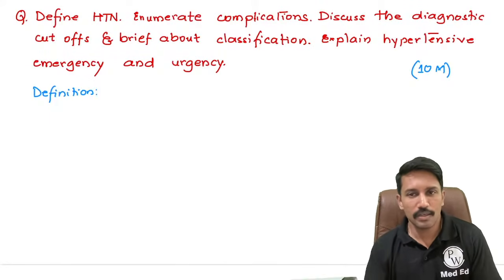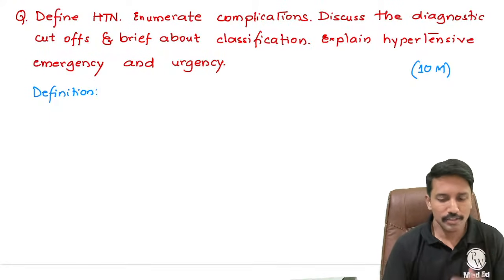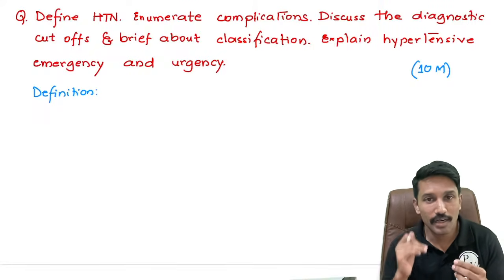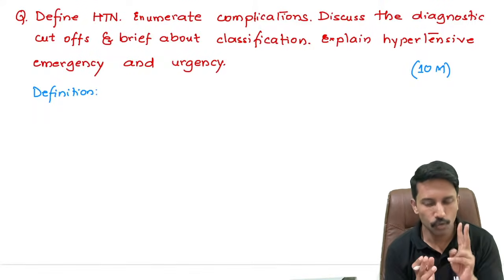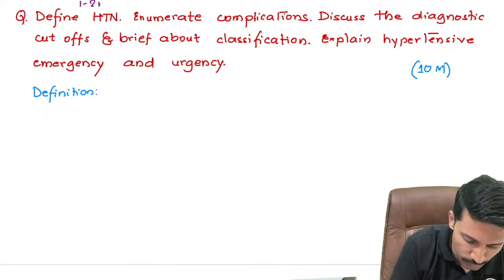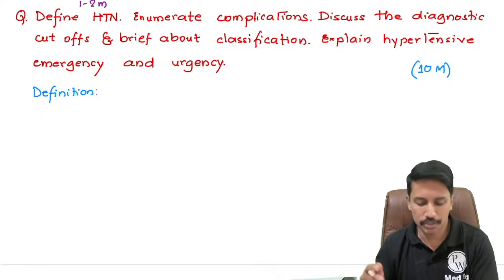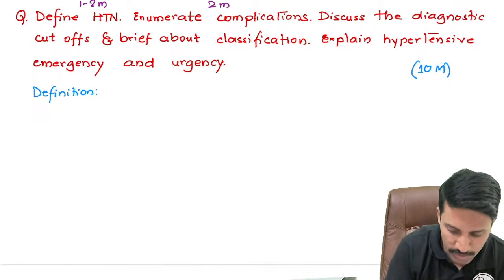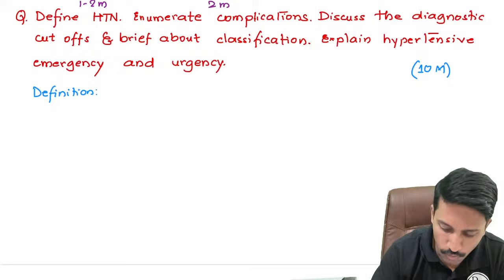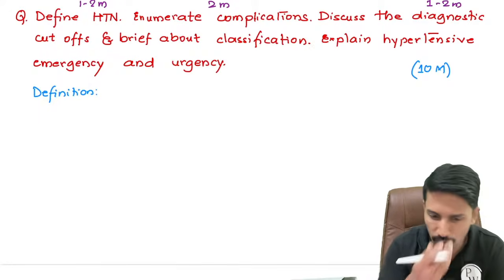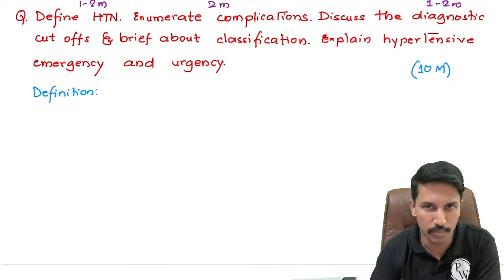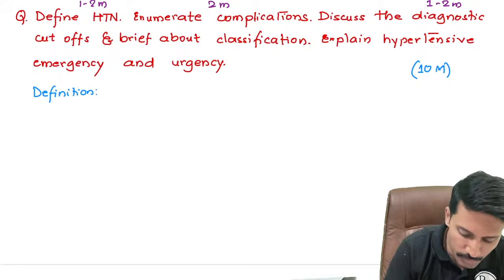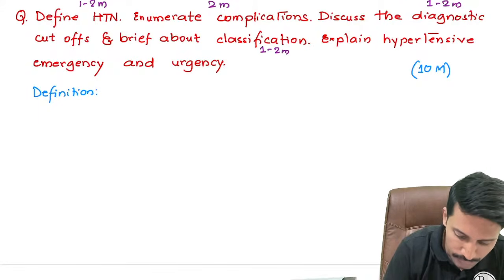So, what is expected on a 10-mark question? Let me ask you to define and lay down the cutoffs for the diagnosis. 2 marks for that, 1 to 2 marks for it. Then complications of hypertension, usually 2 marks for it. The diagnostic cutoff, 1 to 2 marks for it. What BP you can make a diagnosis of hypertension. Classification of hypertension, 1 to 2 marks for it.